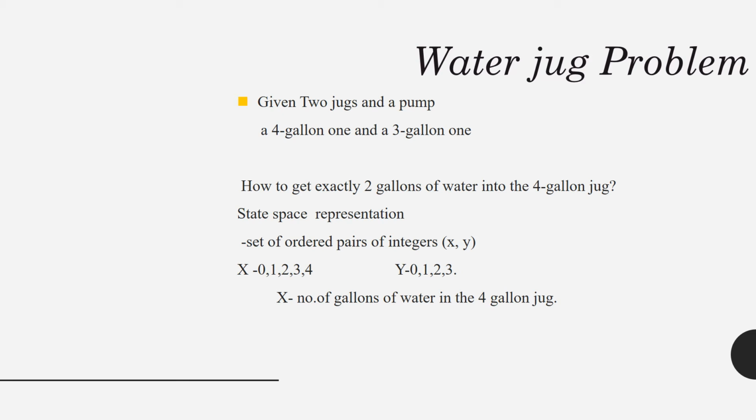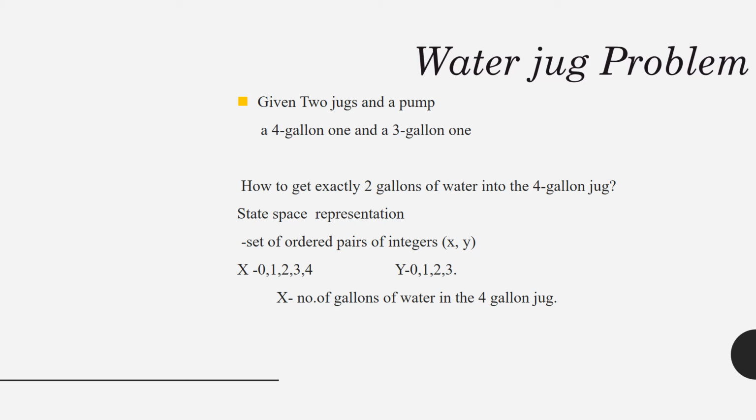Using this pump, you can fill the jugs with water. You can pour water from one jug to another. You can pour water from the jug onto the ground. These are some permitted operations. Three permitted operations are there. The problem says how to get exactly 2 gallons of water into the 4-gallon jug.